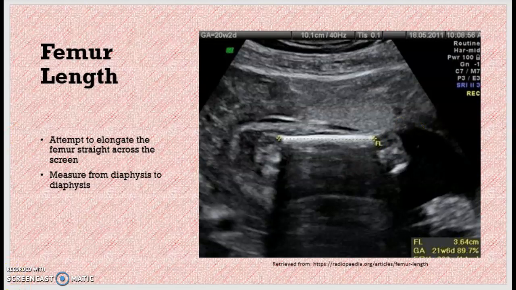Femur length. Again, you don't have to annotate these images because it is going to be annotated for you. Attempt to elongate the femur straight across the screen, and you want to measure from diaphysis to diaphysis. So like on here, you have it point to point there. You don't want to measure it out here into the epiphysis because that's not going to be correct. Here's baby's thigh, and then you have a little bit of amniotic fluid here as well. Just make sure that you are trying to get it as straight across on the screen as possible. And then here's a little bit of shadowing coming down from that bone there.